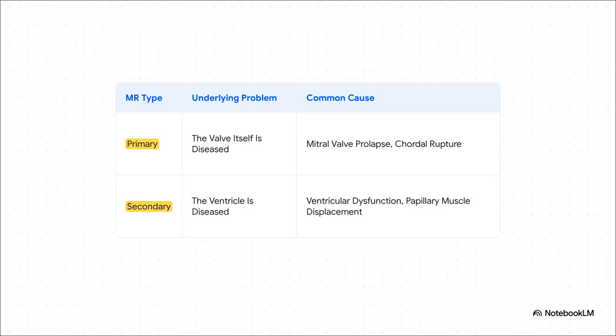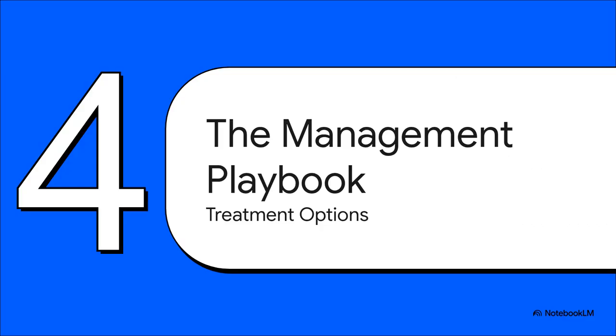This table lays it out pretty clearly. In primary MR, the valve itself is the problem. It's diseased. Think of a floppy, degenerative valve from mitral valve prolapse. But in secondary MR, the valve is actually an innocent bystander. The real culprit is a sick, dilated ventricle that's stretched out and pulling the valve leaflets apart so they can't close properly.